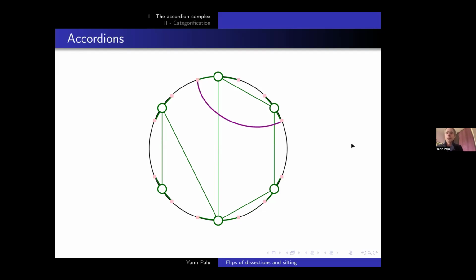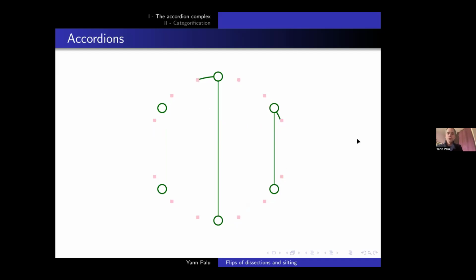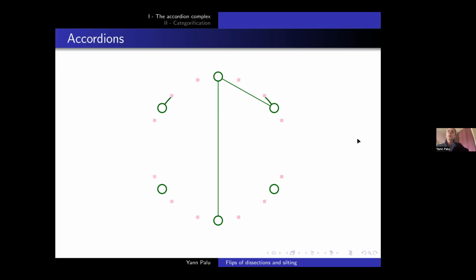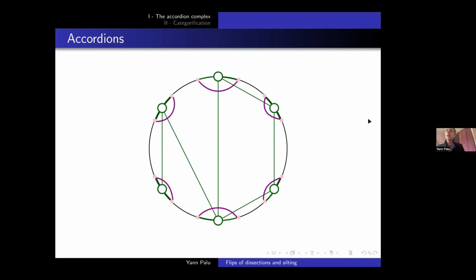And here, this is a non-example. If we look at the diagonals of the dissection crossed by this one, we get two distinct connected components. That was a non-example. And here's another non-example. Here the diagonals crossed by this one are these. And you can see there's this small boundary component here, which is not connected to the rest. So this was not an accordion either.